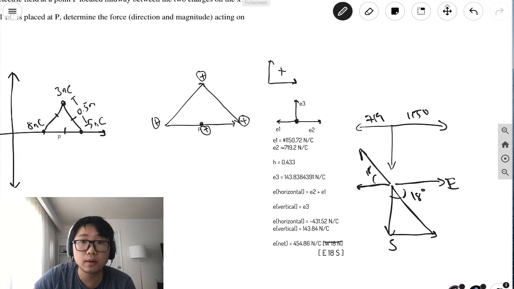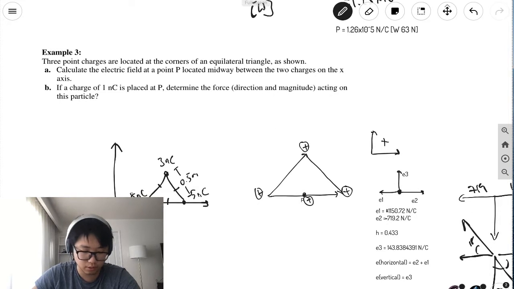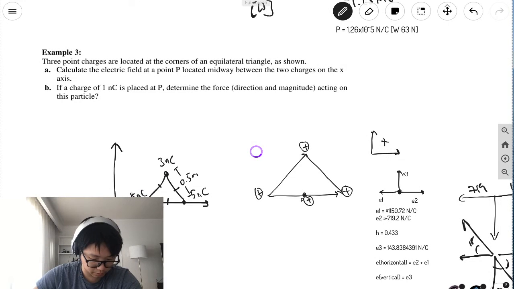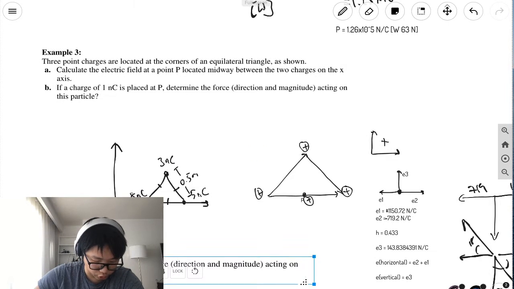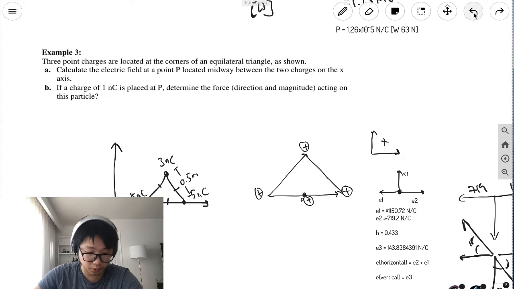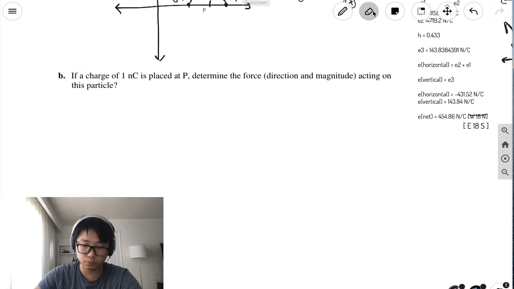Let's see if we have time to finish this one. I'll just give it to you, and you can finish it or figure it out. I'll paste it down here. If a charge of 1 nanocoulomb is placed at P, determine the force acting on this particle. It shouldn't take too long, because we already found the electric field, right? What's the relationship between the electric force and electric field?